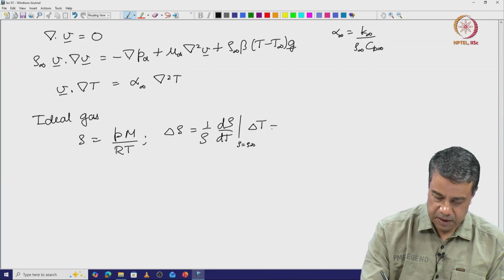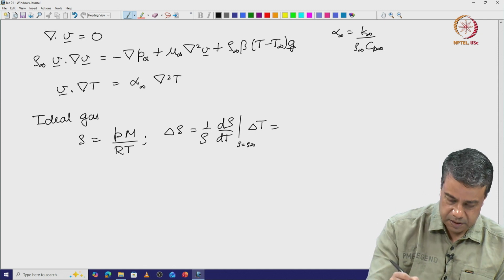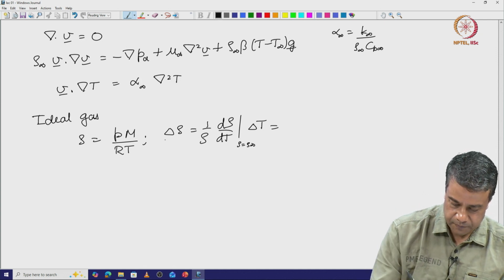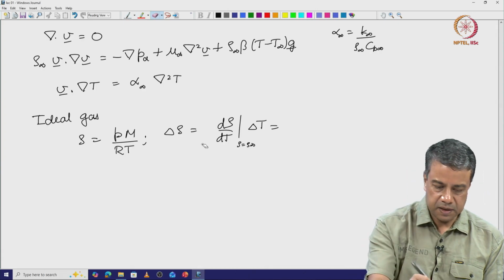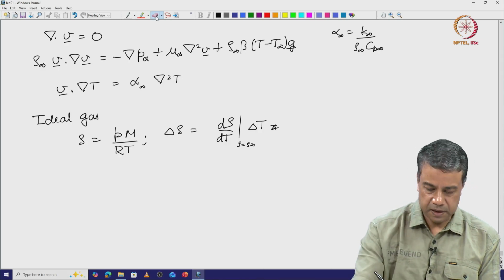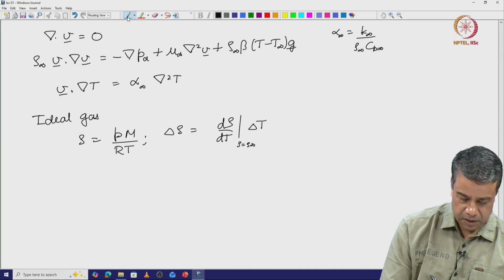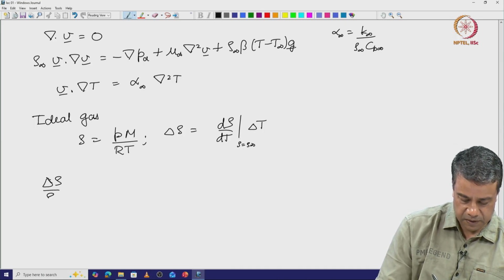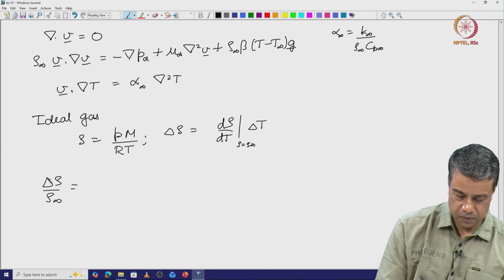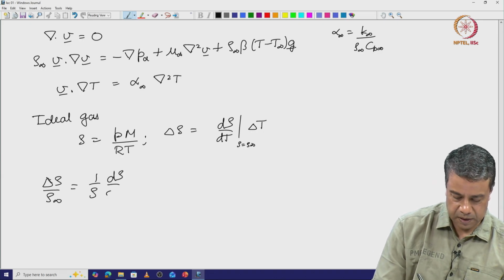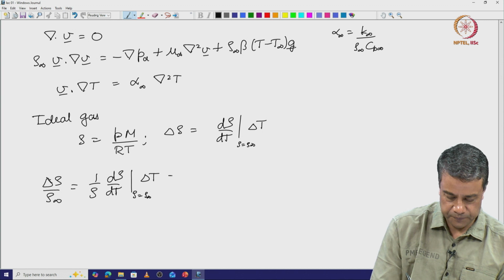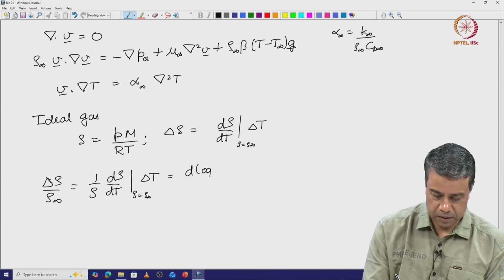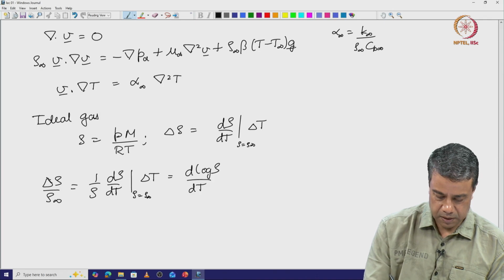I should write this as delta rho by rho infinity. So, the change in density is d rho by dT times delta T at constant pressure. Therefore, delta rho by rho infinity is equal to 1 by rho d rho by dT at rho is equal to rho infinity into delta T, which is d log rho by dT at rho is equal to rho infinity into delta T.